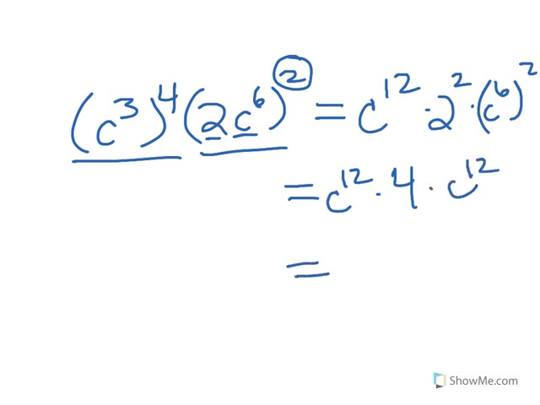Now to complete the process, 4 should be listed first. We usually list our coefficients that we know first, and then all of our factors, which are unknown, and which in this case is 24 different c's. So we have 4c to the 24th.